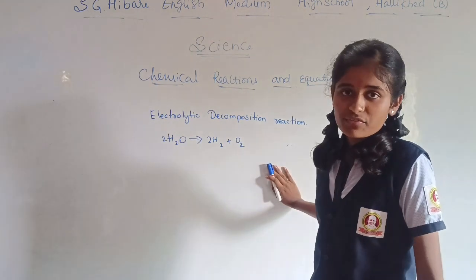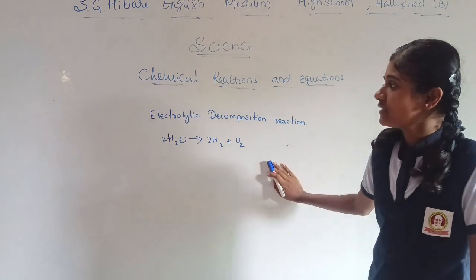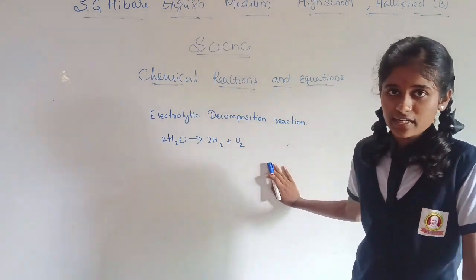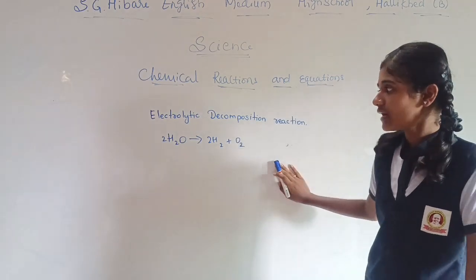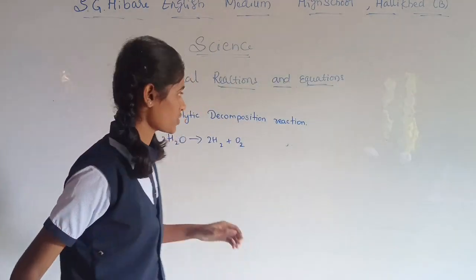So these are the ways of decomposition reaction, mainly by light, which is photolytic decomposition reaction, by heat, which is thermal decomposition reaction, and by electricity, which is electrolytic decomposition reaction.